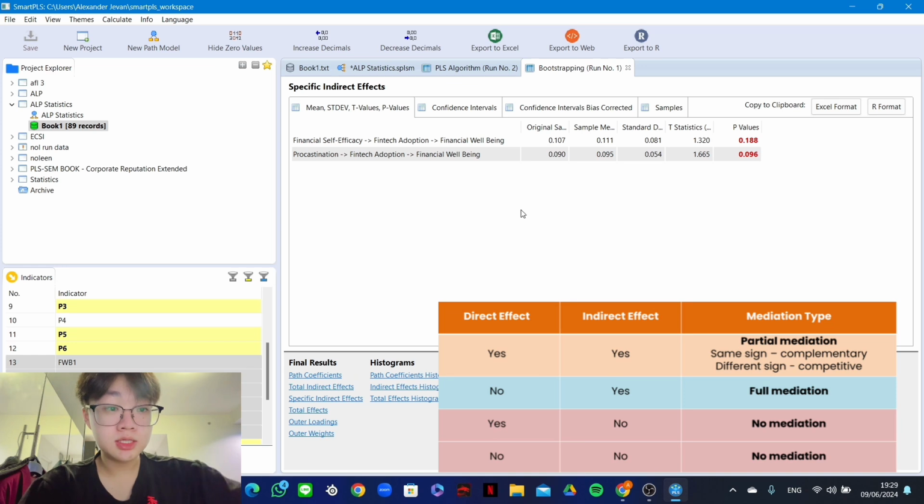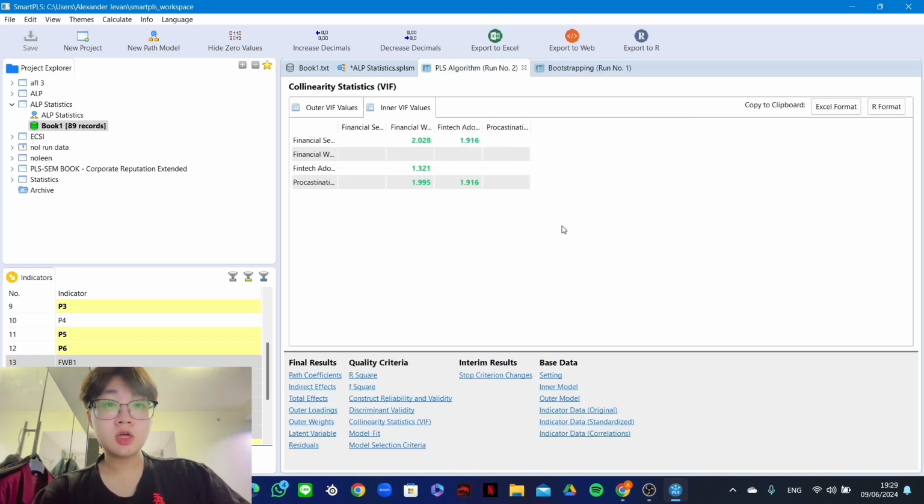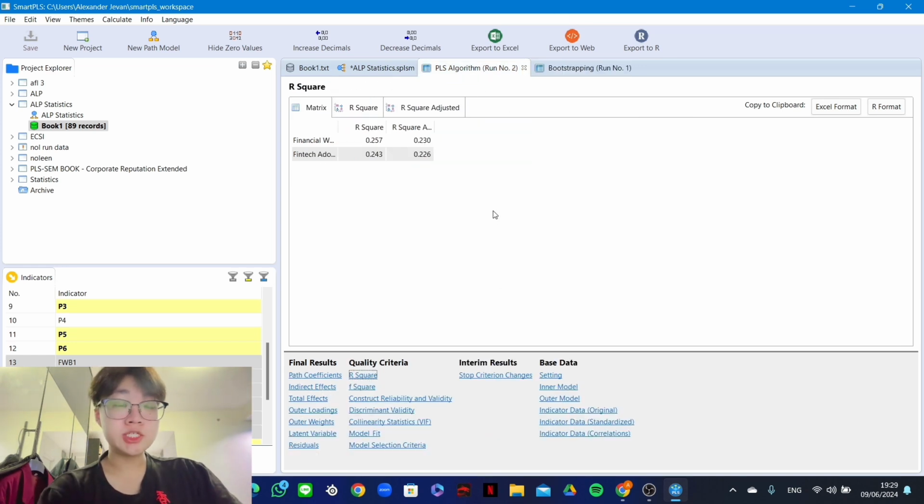So the next is the coefficient of determination, which is R squared. First, we go back to PLS algorithm, and then the data shows that the R squared is 25.7%. So that means it can be explained by financial self-efficacy and procrastination. However, 24.3% is explained by financial self-efficacy, procrastination, and fintech adoption.